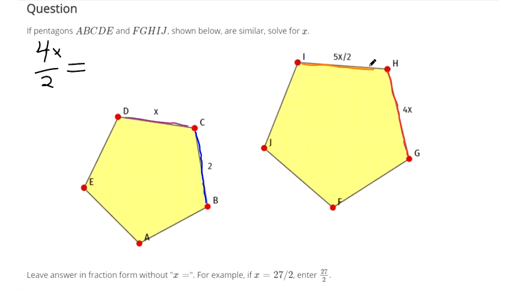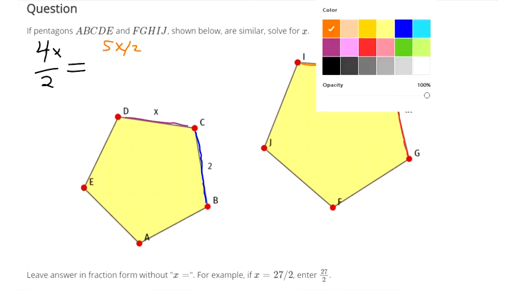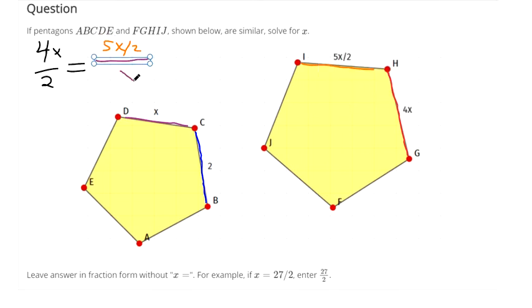5x divided by 2. That corresponds to the side DC that has a length of x in it. So that means I should be able to take the top part, 5x over 2, and divide it by x. And that should equal this other ratio. 4x divided by 2 equals 5x over 2 divided by x. Okay, you can take the bigger side, divide by the smaller side, and that should equal the bigger side divided by the smaller side.